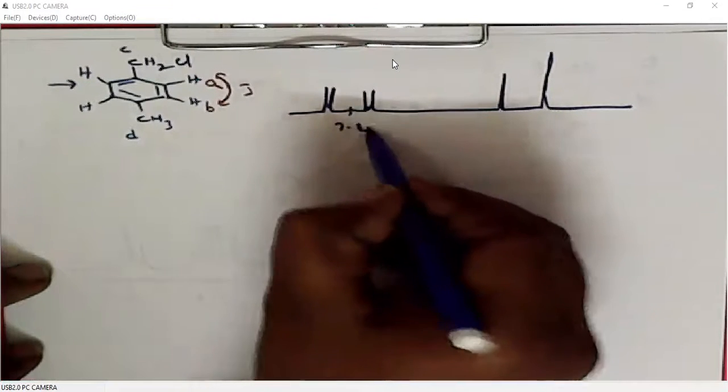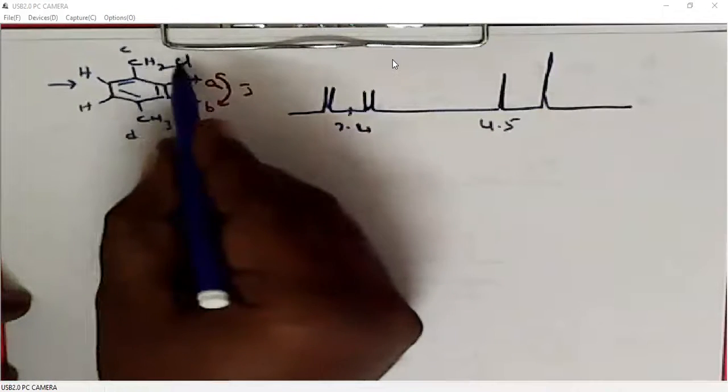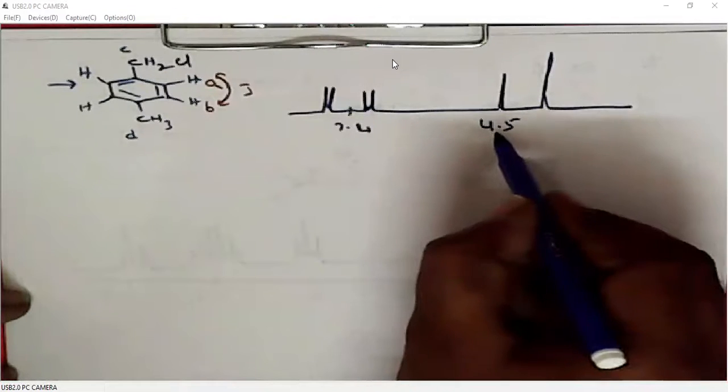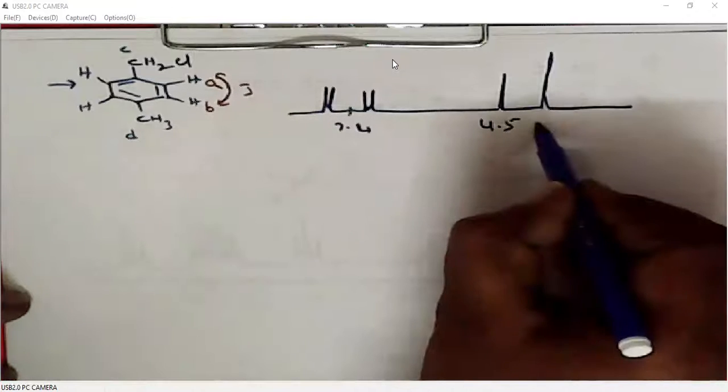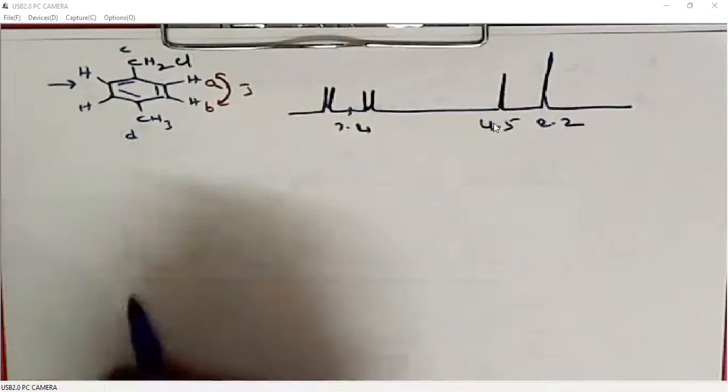The doublet is centered around 7.4 ppm, and it is a benzylic system as well as chlorine is there, so it has a high delta value. This one is only a benzylic system, so it gives a low delta value. So that means chemically non-equivalent protons on the benzene ring can couple with each other. We will come to that later.